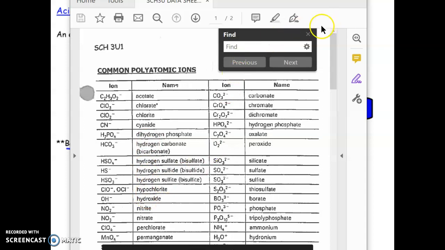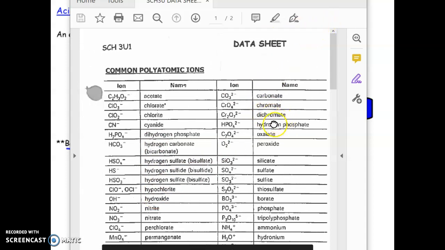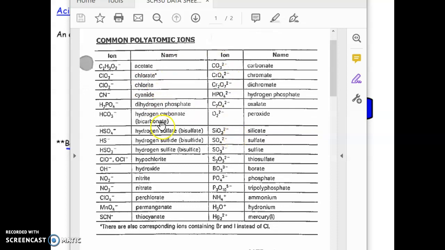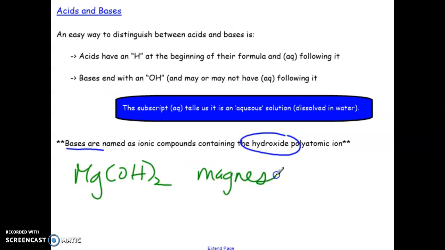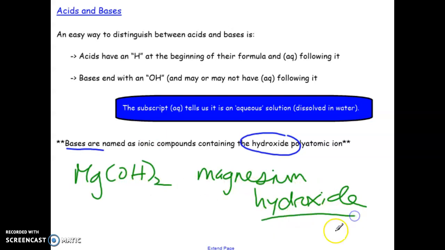On your data sheet under the reference tables, you have a list of common polyatomic ions, which you've already seen. So hydroxide is on here. It's right here. It is an OH -1. So when you're doing bases, it's typically whatever the metal is plus the term hydroxide. Right? So if I have Mg(OH)2, this is magnesium hydroxide, right? So you name the metal, you name the polyatomic ion, which is hydroxide.